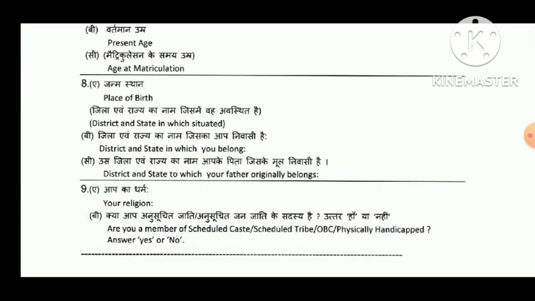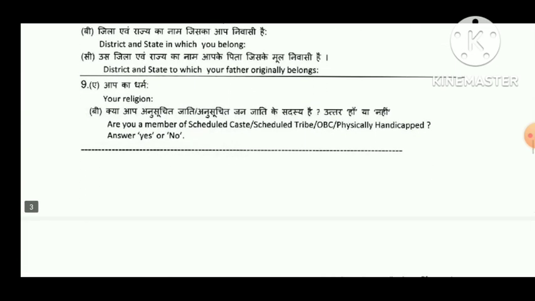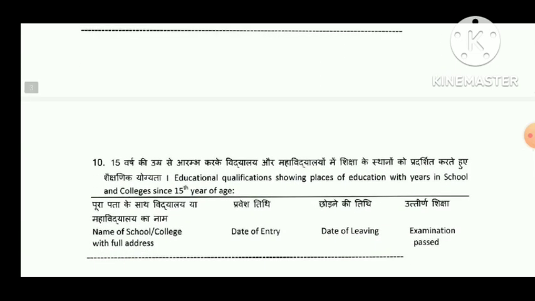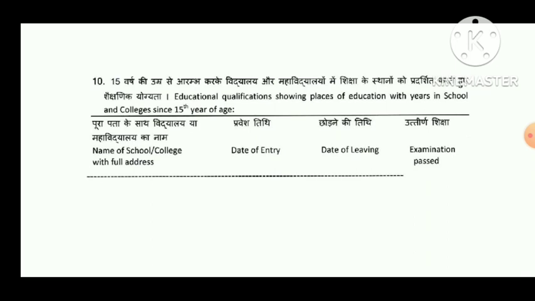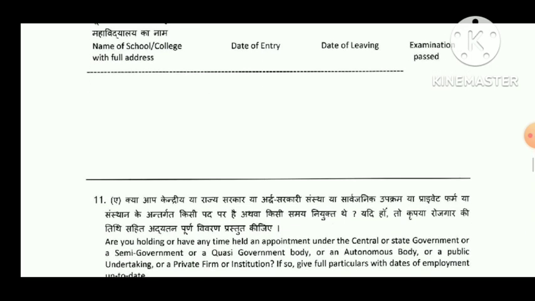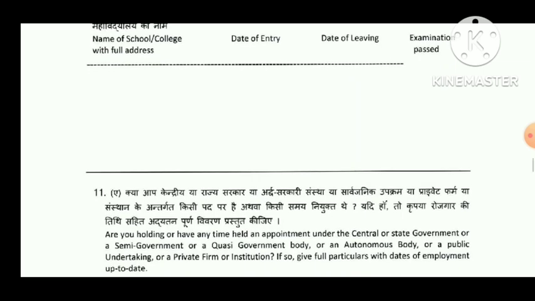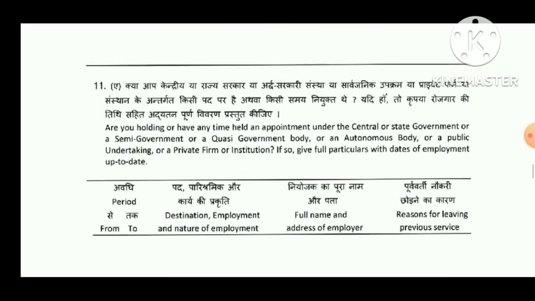Then comes your religion. Are you a member of SC, ST, OBC? Yes or no, you have to give the reply. Then you have to add your educational qualification in school and colleges since 15 years of age. After that you have to give your school details and college details: date of entry, date of leaving, and examination passed.